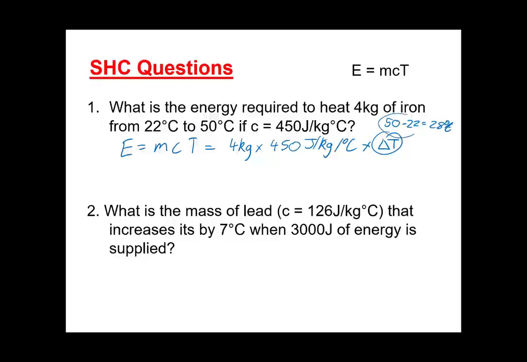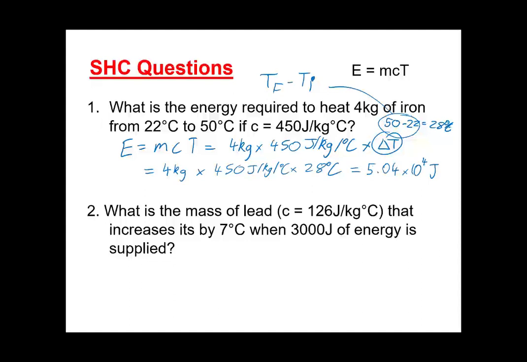Now note, the trick for that one there is when we do the change in temperature, that is going to be the final temperature minus the initial temperature. That's how we calculate the change in temperature. So we've changed by 28 degrees, therefore the energy delivered is going to be, so I put that in the calculator and I get 5.04 times 10 to the 4.